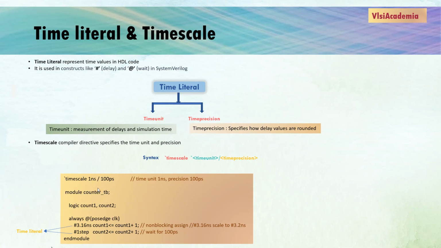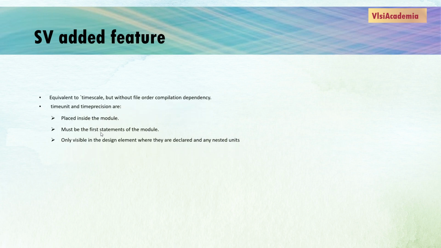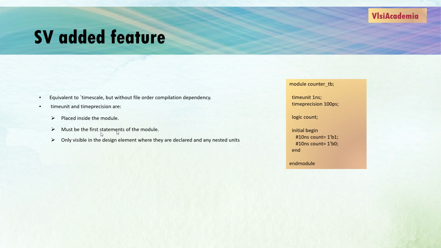Now there is one issue that arises here. This time unit and time precision are fixed throughout the modules or throughout the hierarchy. But suppose some module or some piece of the code requires a different time unit or time precision, then what can we do? Now we will see how that issue can be resolved. As you can see in the code, we have this time unit and time precision which are explicitly mentioned inside a particular module. SystemVerilog allows us to explicitly mention time unit and time precision for a particular module, but there are some specific rules that need to be considered.